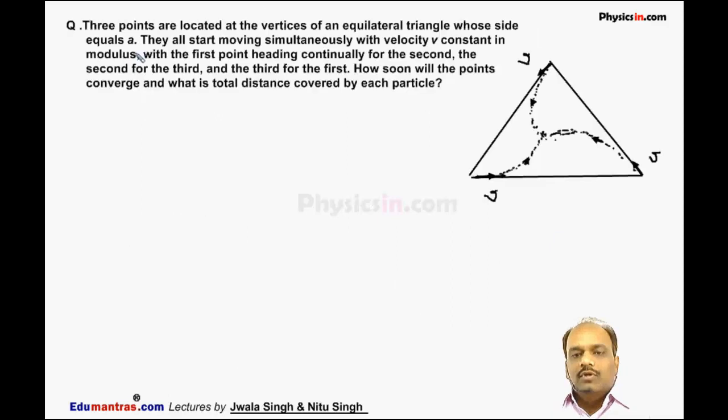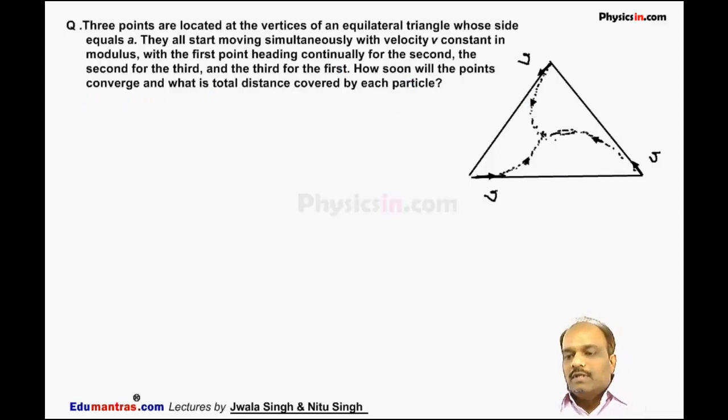Now suppose 3 points. Now this is a question. 3 points are located at the vertices of an equilateral triangle. This is an equilateral triangle. This is particle A, B and C located here. The side of this triangle is a. They all start moving simultaneously with constant speed V in magnitude, with the first point heading continuously towards the second, the second for the third and the third for the first. How soon will the points converge and what is the total distance covered by each particle?